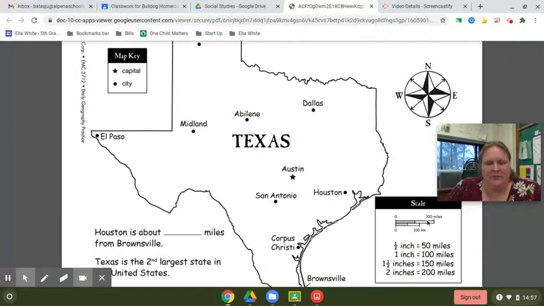All right, so a map scale. This is a map scale. It's a graphic that compares the distance on a map to the distance it represents. And the state, this is a state, is a group of people united under one government. It's a state. A state can be a whole country or part of a country, such as the United States. The United States is all these different states joined together.